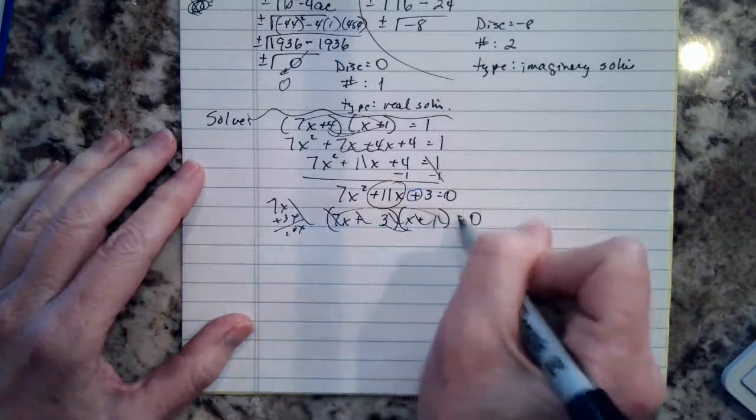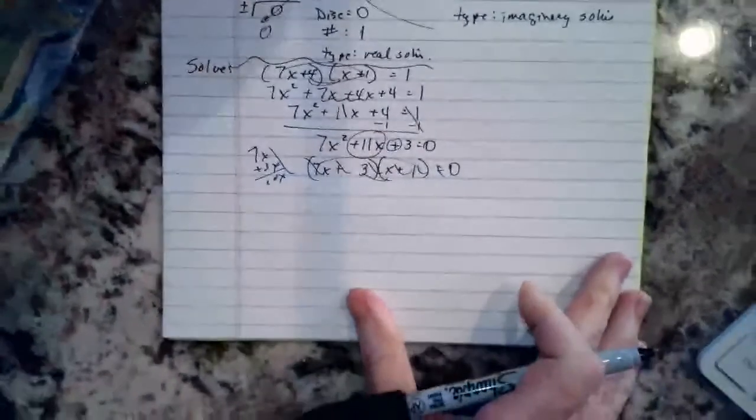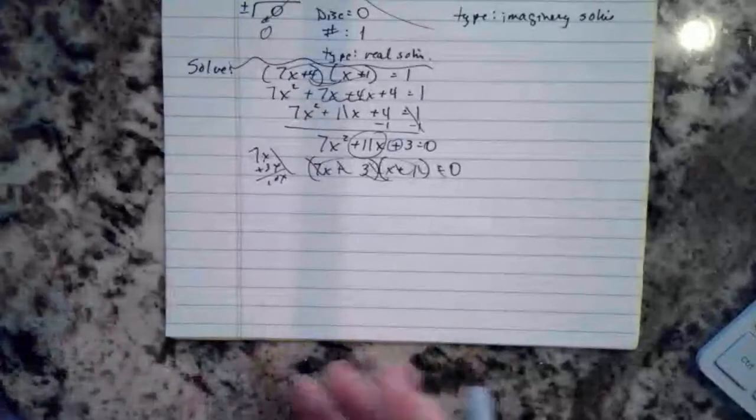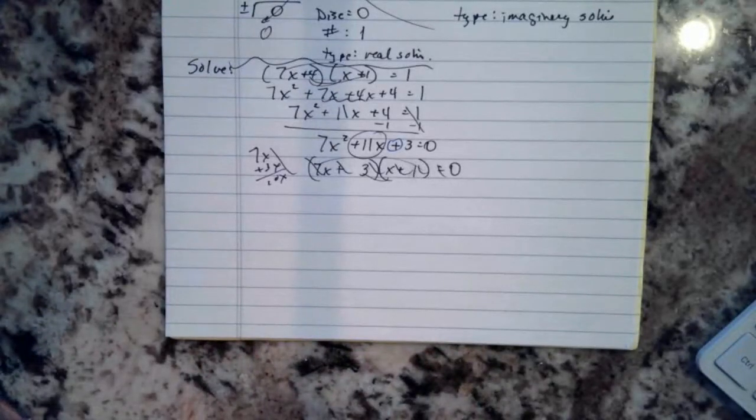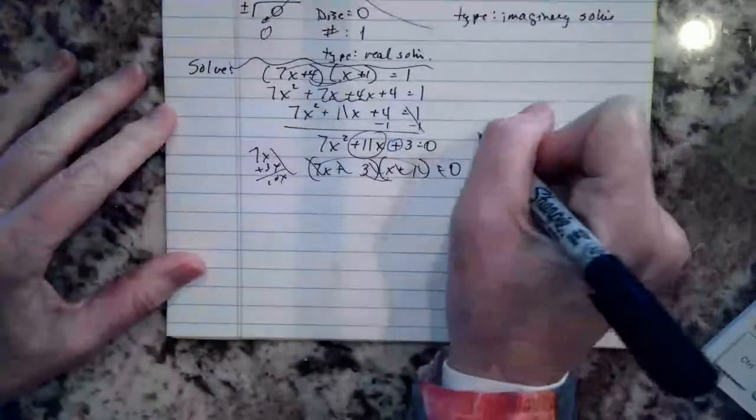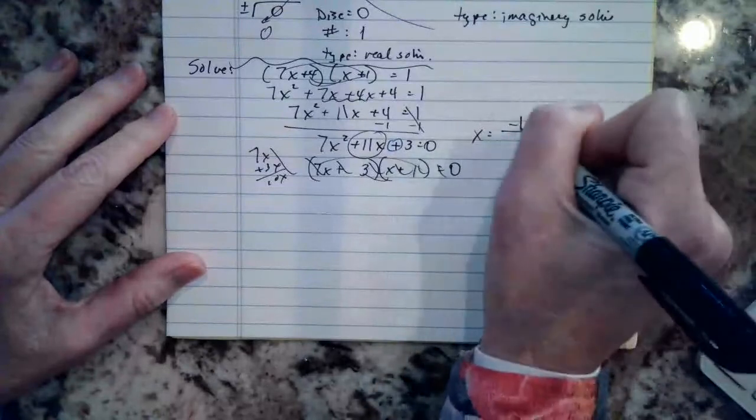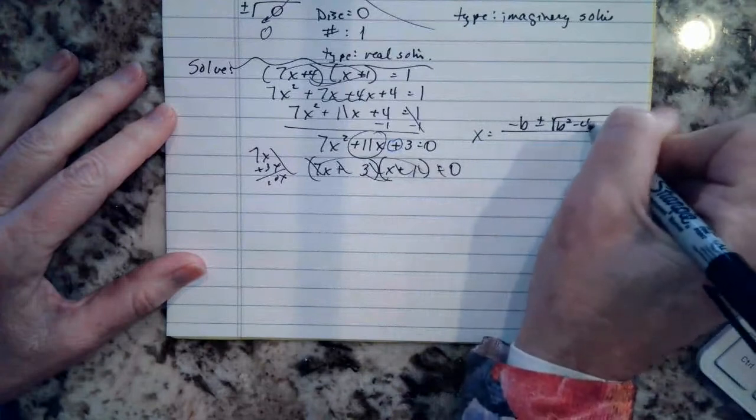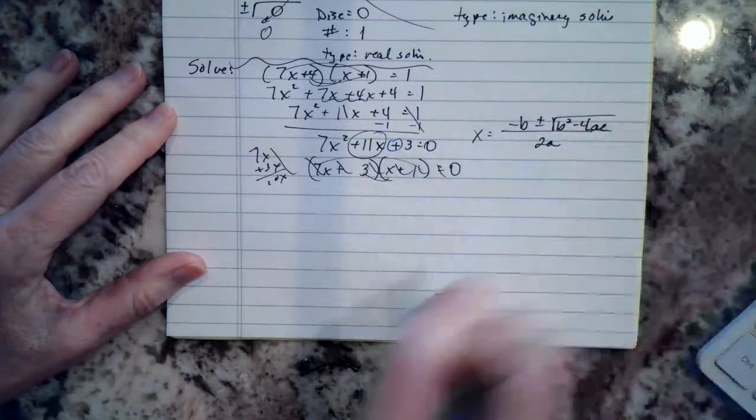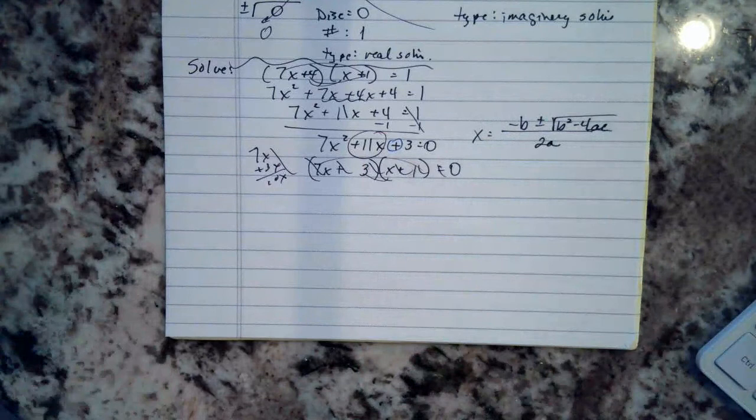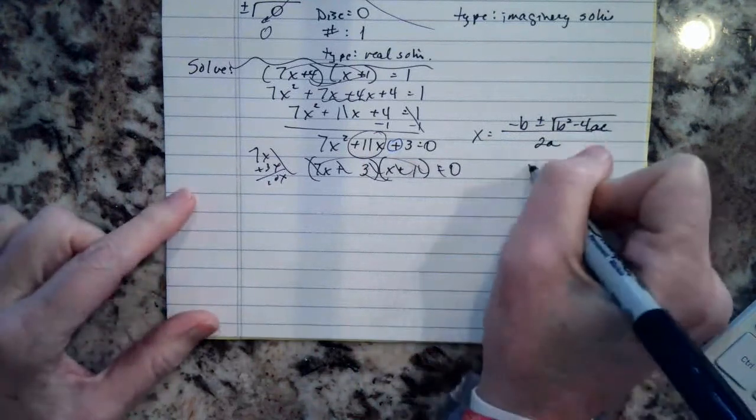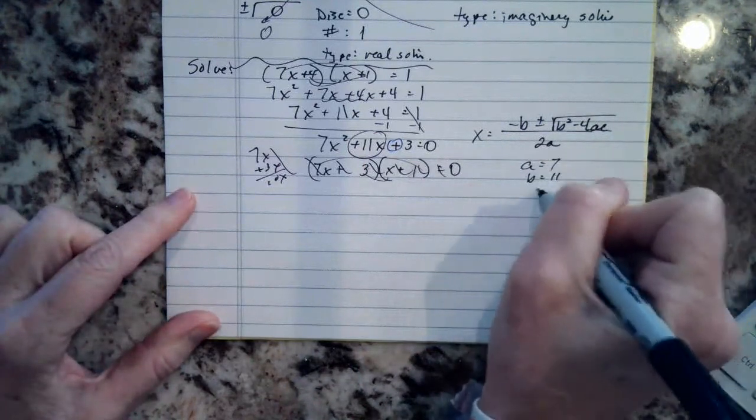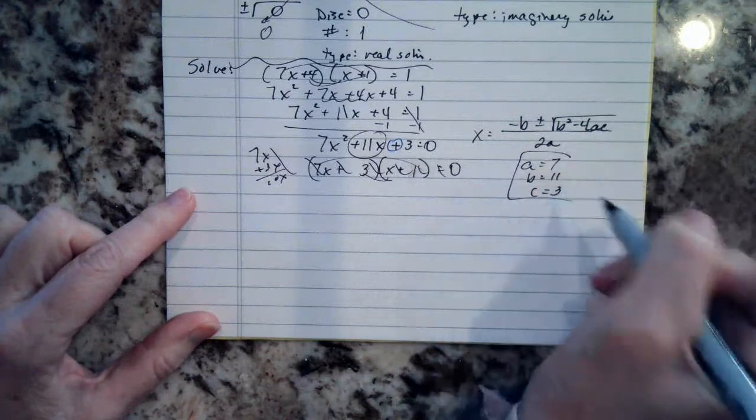So this is not going to work for us, so let's go use quadratic formula. This is where you write down the quadratic formula, copy it down if you need to, or do it from memory, but this is where your brain starts working on memorizing it when you write it. So we've got negative b plus or minus the square root of b squared minus 4ac all over 2a. If you want a little chart, a is a 7, b is 11, and c is 3.